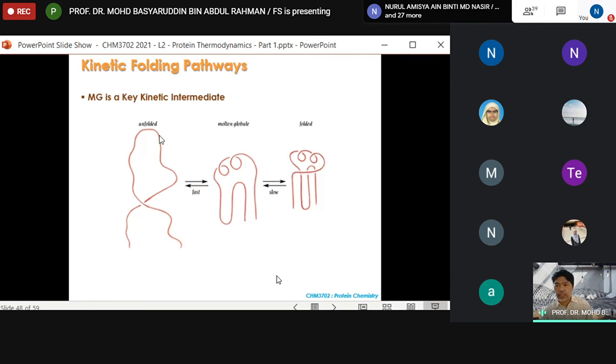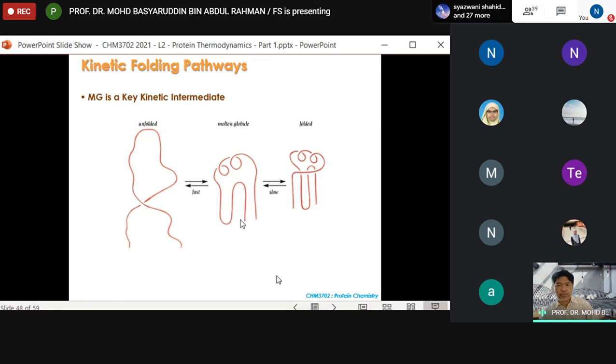So in short, we can also look at this. Prior to getting into the folded state, the molten globule is the key kinetic intermediate. We can look at the unfolded to molten globule. There are so many conformations, and it is very fast. But when it comes to the totally folded structure, it is finally normally quite slow, especially from molten globule to unfolded and folded to molten globule.